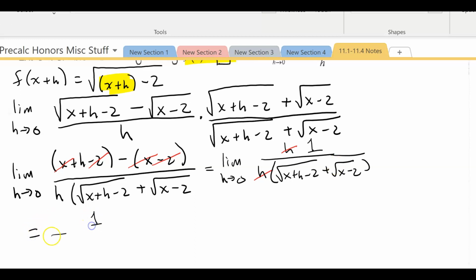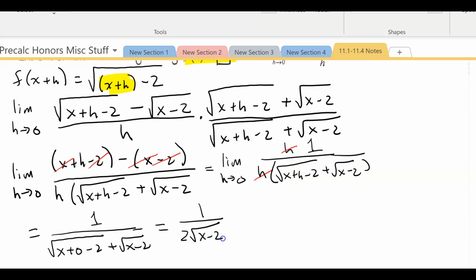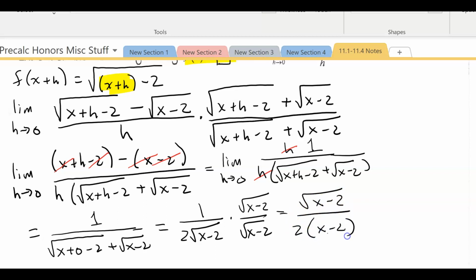So I'm going to have 1 over the square root of x plus 0 minus 2 plus the square root of x minus 2. So this is just x minus 2, so I have square root of x minus 2 plus another square root of x minus 2, so that's 1 over 2 square root of x minus 2. Let's do a little rationalizing. We'll multiply by square root of x minus 2 over itself, and I get the square root of x minus 2 over 2 times x minus 2. These two multiply together, it's just x minus 2. And our final answer becomes square root of x minus 2 over 2x minus 4.